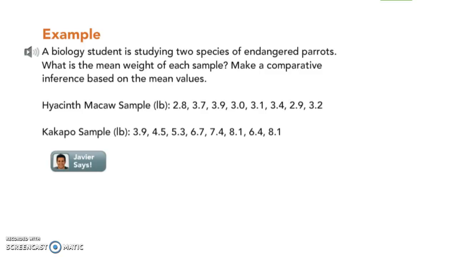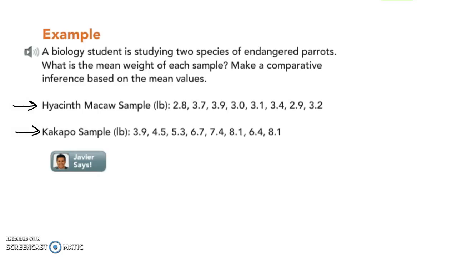Now you should remember how to find the mean from our lesson yesterday. I want you to hit pause, find the mean for the macaw, and then find the mean for the cockapoo. I guess that's how you say that. And then we're going to make a comparative inference based on their means. So hit pause, work it out, get each of the means. You can use a calculator. When you're ready to compare them, hit play.